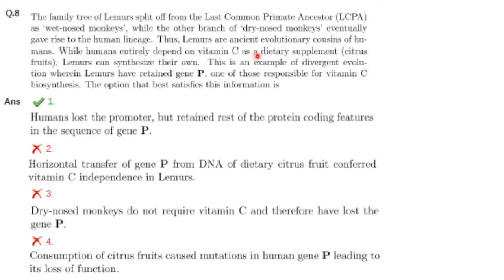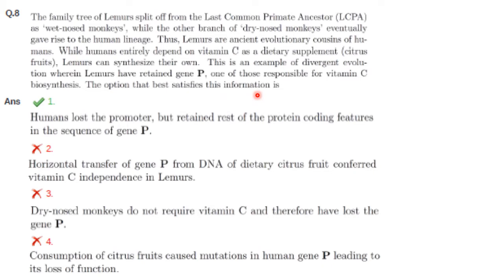While humans entirely depend on vitamin C as a dietary supplement, that is citrus fruit, lemurs can synthesize their own. So humans cannot synthesize vitamin C; they have to take it from their diet, that is, by eating citrus fruit. So this is an example of divergent evolution, wherein lemurs have retained gene P. Divergent evolution is where a single common ancestor has given rise to two different species. The difference between these species is that lemurs have retained the gene P for vitamin C biosynthesis, whereas humans cannot synthesize vitamin C.